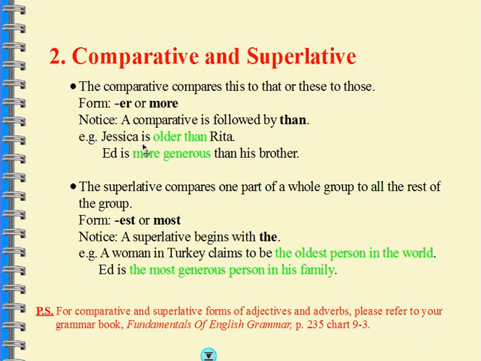Example, Jessica is older than Rita. We added the suffix er followed by than. Ed is more generous than his brother. We used more and the adjective is followed by than.